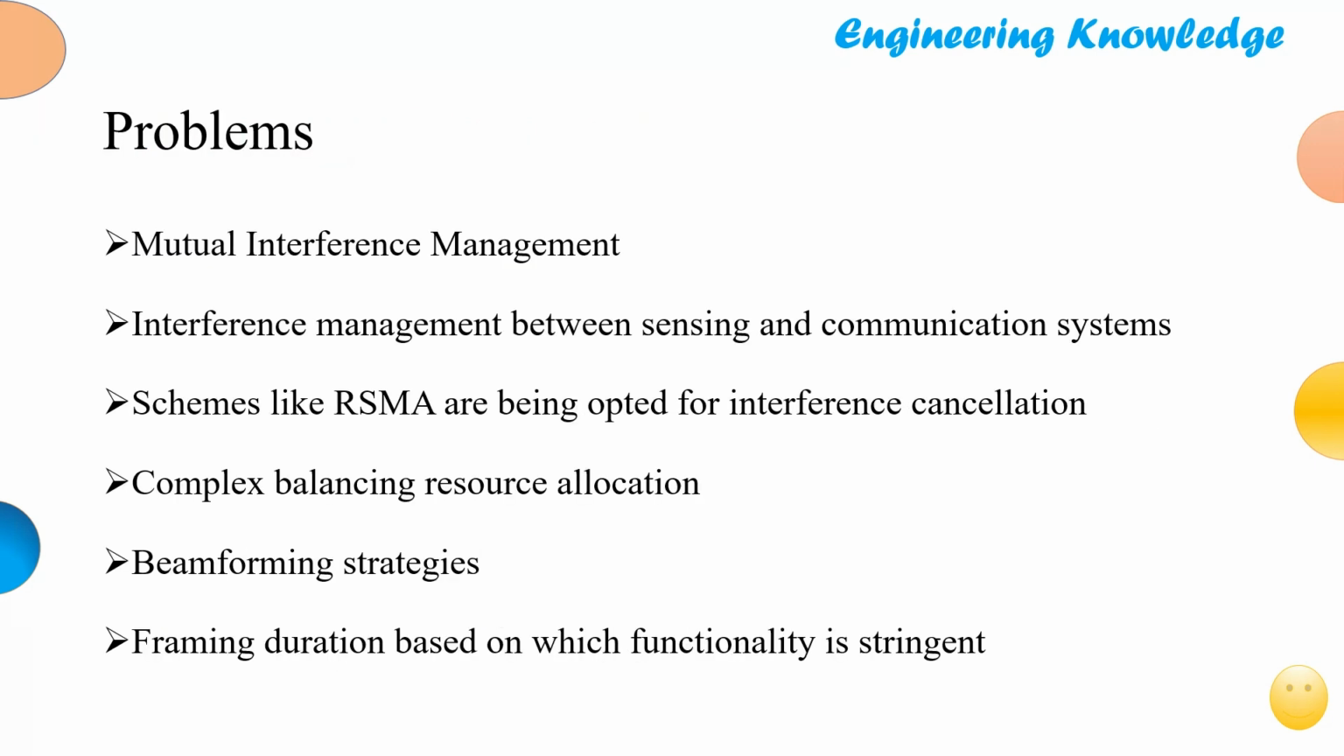What are the problems? The first is mutual interference. If you are using the same channel for communication and sensing, which needs a signal to come back, there is going to be mutual interference in the same hardware, since both signals are being used for communication and sensing. Interference management between sensing and communication is of utmost importance. Schemes like rate splitting multiple access, on which I am going to make a separate video, are being implemented, and interference cancellation schemes are going to be opted for.